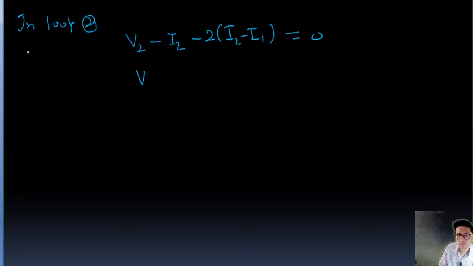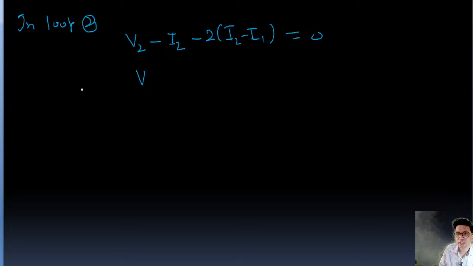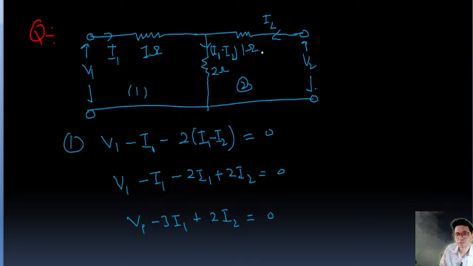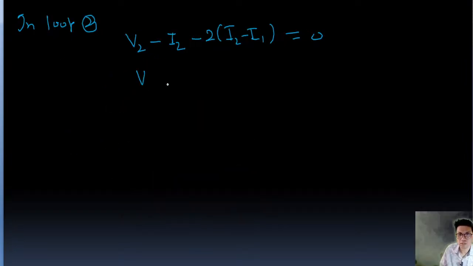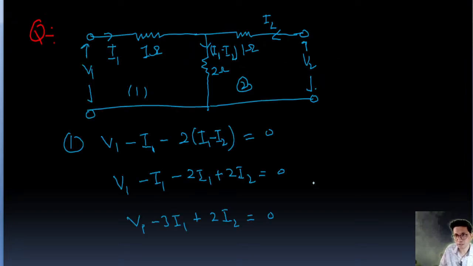So this is going to be in this loop, okay? I2, and here in this loop I1 minus I2. Okay, this one. So in this case we'll use V2, and this is going to be V2 minus 3I2 plus 2I1 equal to 0. This is equation number 2, guys, and this is equation number 1.